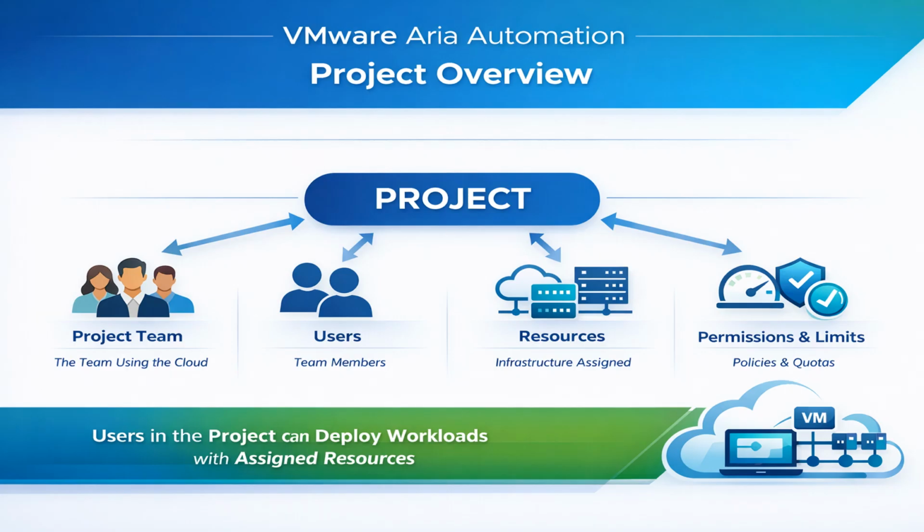A project in Aria Automation is a logical container where we group four things together. The team who will use the cloud, the users belonging to the team, the infrastructure resources the project teams are allowed to use, and the permissions and limits applied to the project team. Once a project is created, the users inside the project can deploy workloads using only the resources assigned to them.